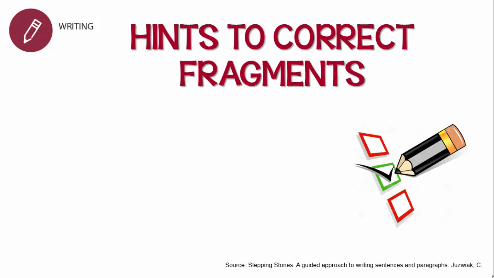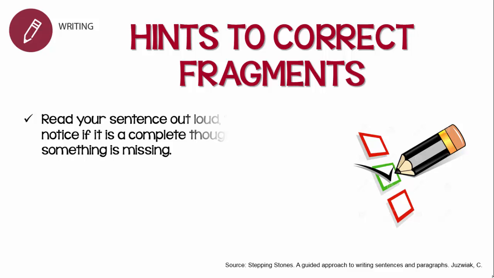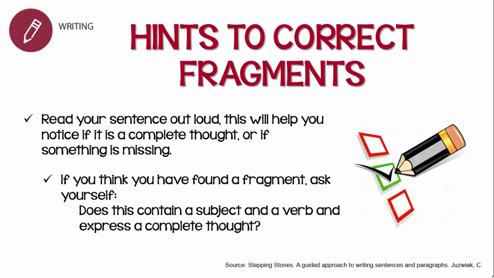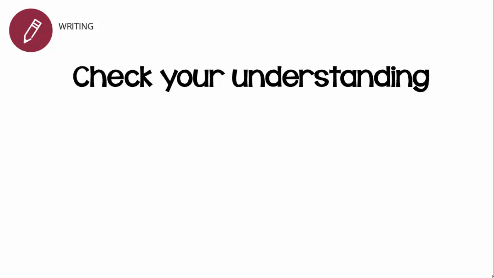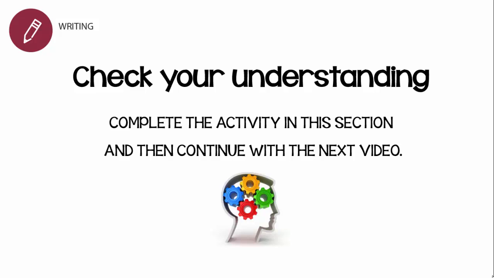These are some hints to correct fragments. Read your sentence out loud. This will help you notice if there is a complete thought or if something is missing. If you think that you have found a fragment, ask yourself, does this contain a subject and a verb and express a complete thought? Now it's time to check your understanding. Please complete the activity in this section and then continue with the next video.